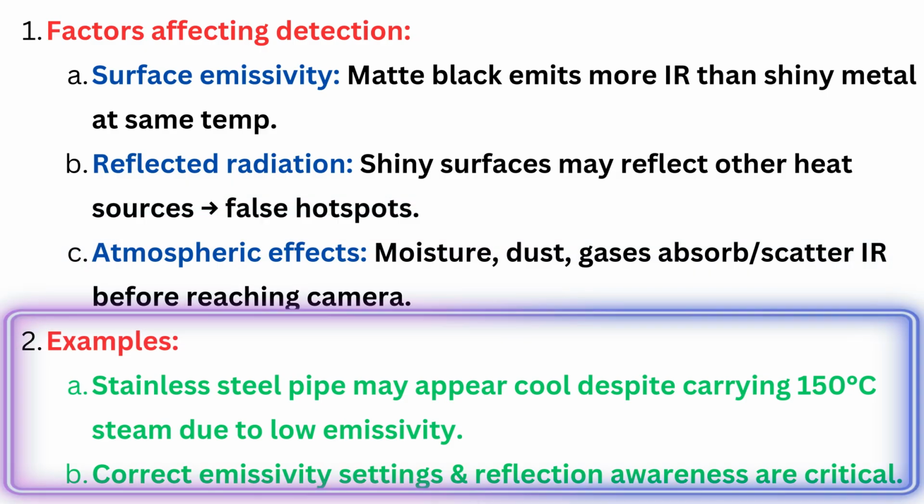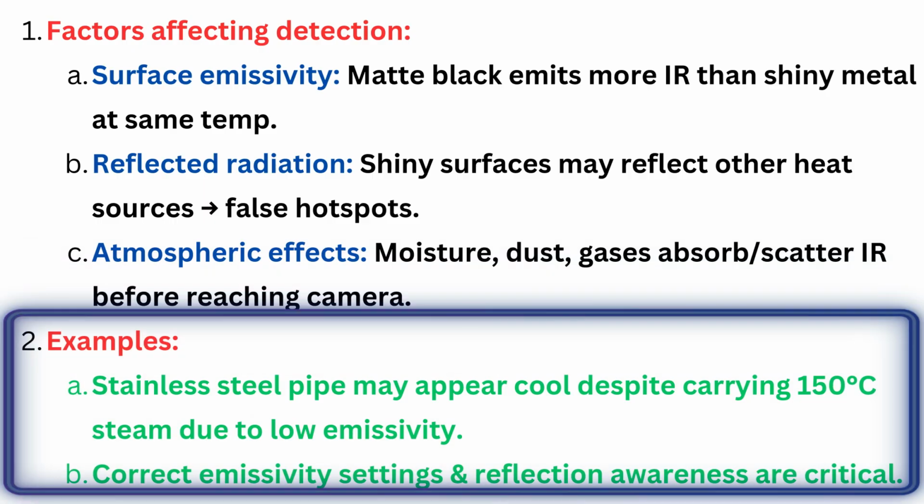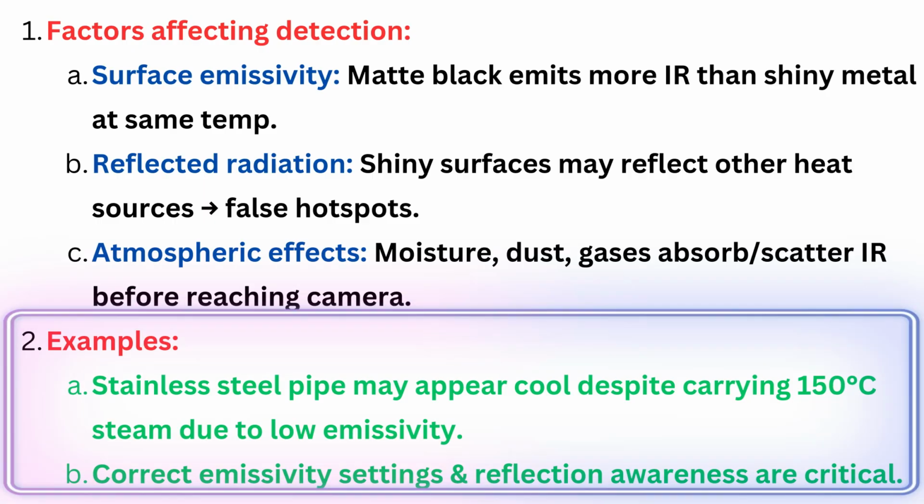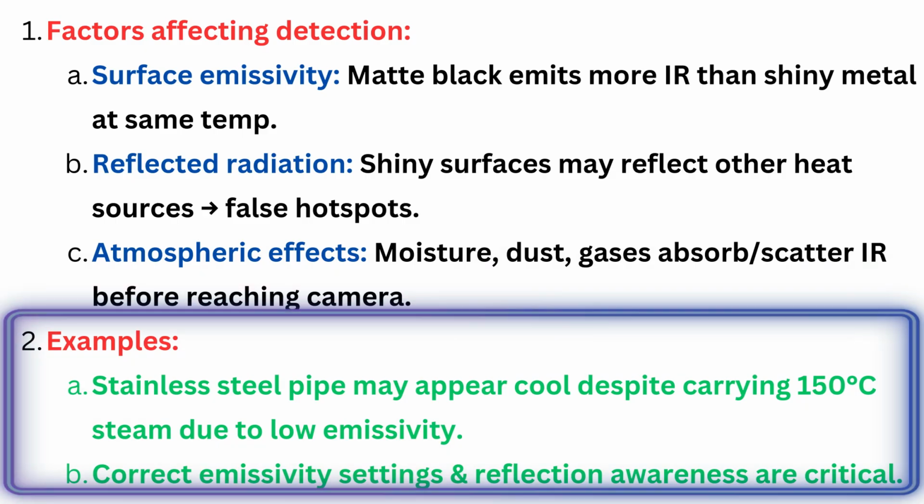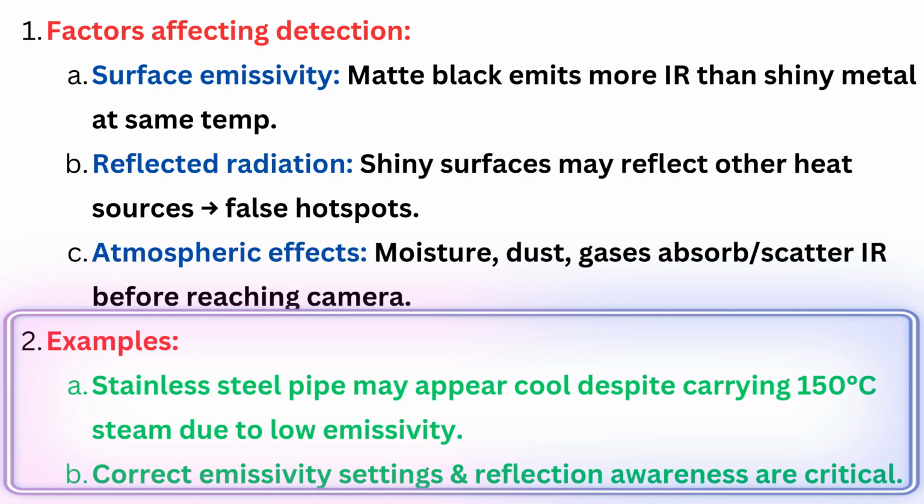If I take one example, let's say that one stainless steel pipe is there, and that is carrying a high temperature fluid. That temperature is more than 100 degrees Celsius. So this pipe may look cool in our thermal image because this stainless steel is having low emissivity, right? So it's very important to have all the correct details of an object before performing thermography of that, right?